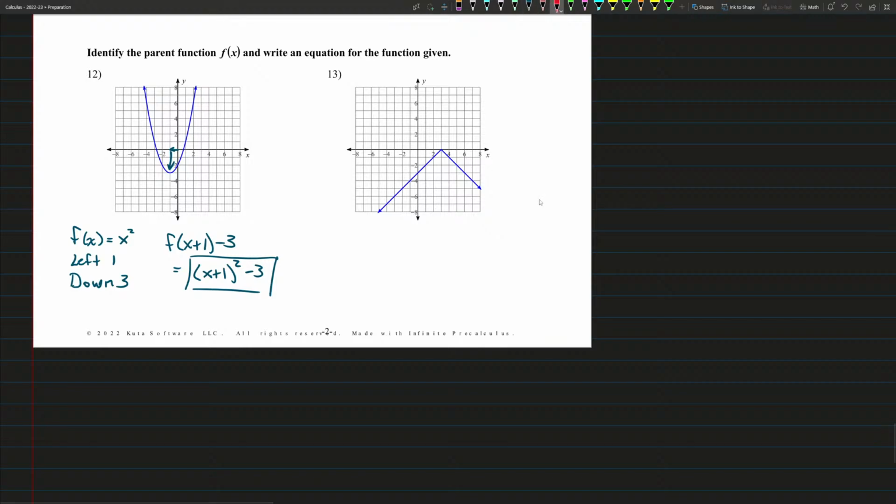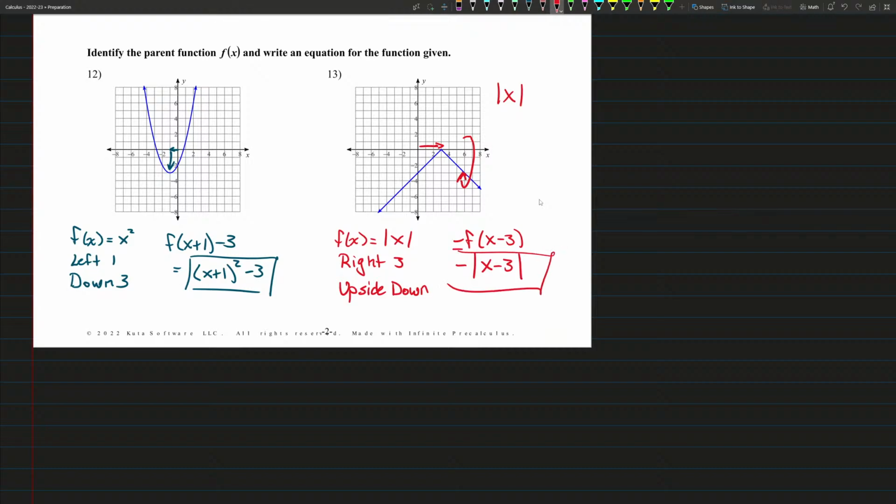Number 13, this is the absolute value function. Okay, this absolute value function is shifted right 3 units, and then it's flipped upside down. So right 3, upside down. So we need f of x minus 3, and then upside down means we just throw a negative out front. So that means we are taking negative absolute value of x minus 3. And then that's our answer.